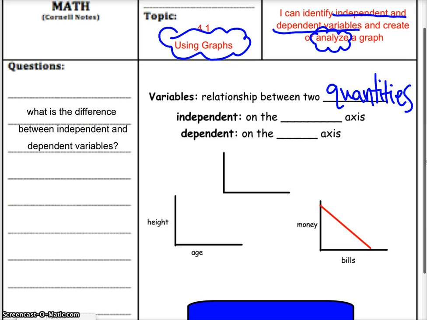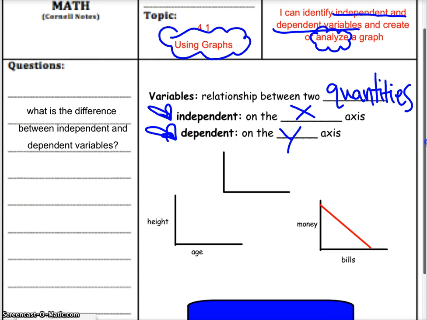Now with math is aligned with graphing, especially at the 8th grade level. Independent variables, the ones that are independent, go on the x-axis. The ones that are dependent go on the what? Y. Oh, you knew it. Go on the y-axis. Independent x, dependent y.